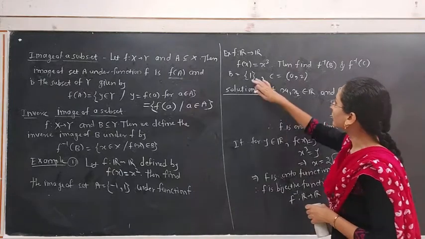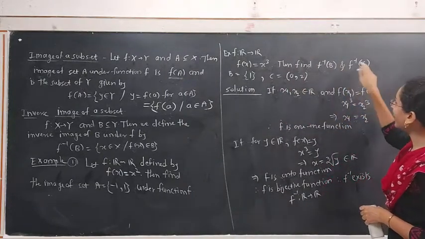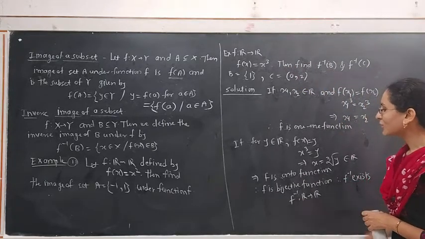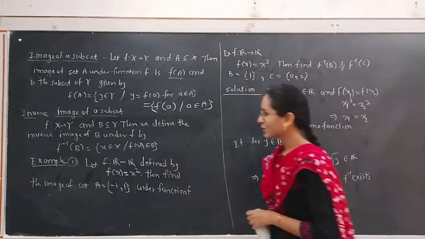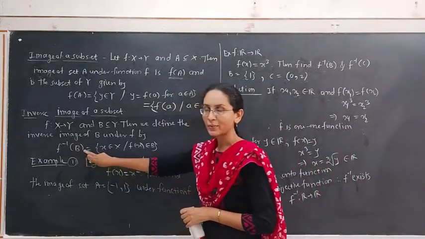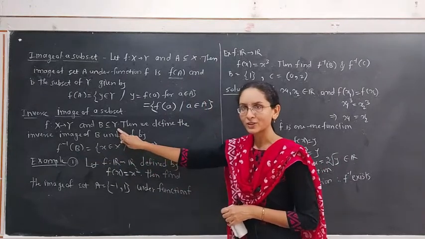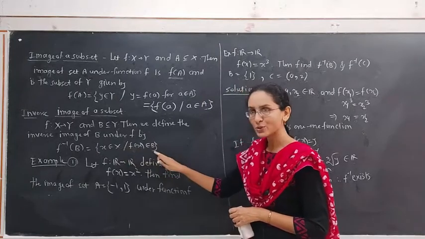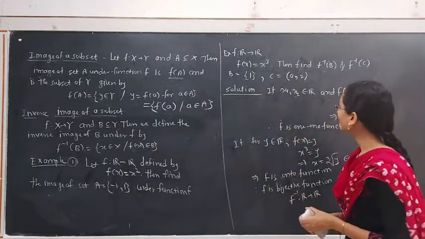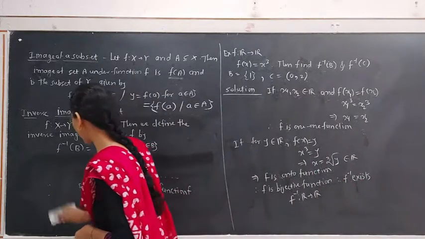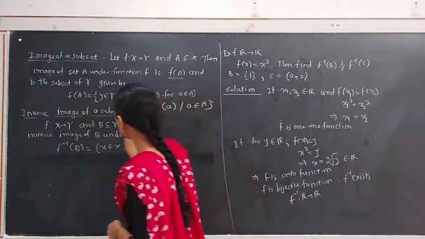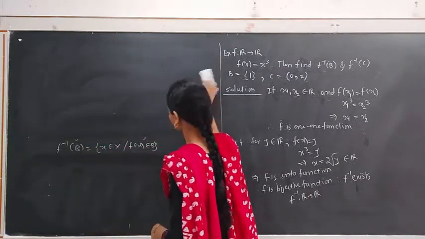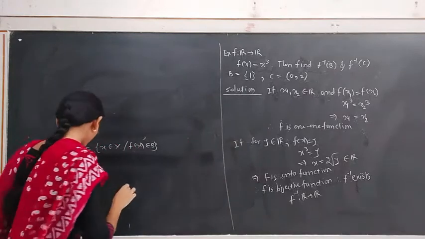What do we have to do? We have to find the inverse image of sets B and C under the function f inverse. For that, what is the definition of the inverse image of a set? f inverse of B, where B is a subset of the codomain of function f, is equal to the set of x belonging to the domain, where f of x belongs to B. By this definition, what do we get for f inverse of B? What is the set B? B is the singleton set 1.